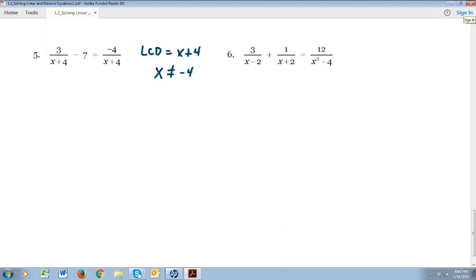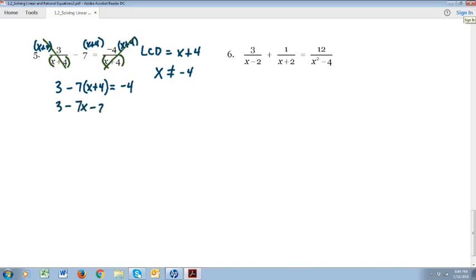So let's multiply each of the terms by x plus 4. Notice with the first fraction here, when we multiply, the x plus 4's cancel, which means we're left with 3. And then we're going to have minus 7 times x plus 4. So I'm just going to go ahead and write that out. I'm not going to distribute yet. And on the right side, again, x plus 4 is going to cancel, and you're left with negative 4. So when we clear fractions, this is what we end up with.